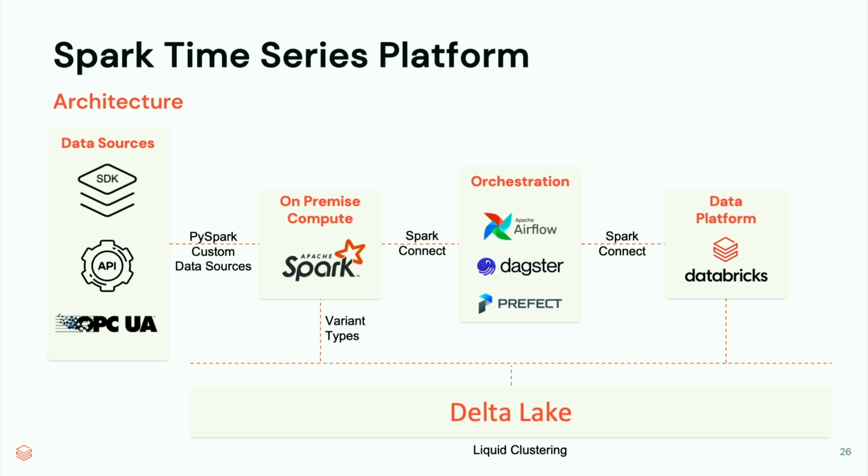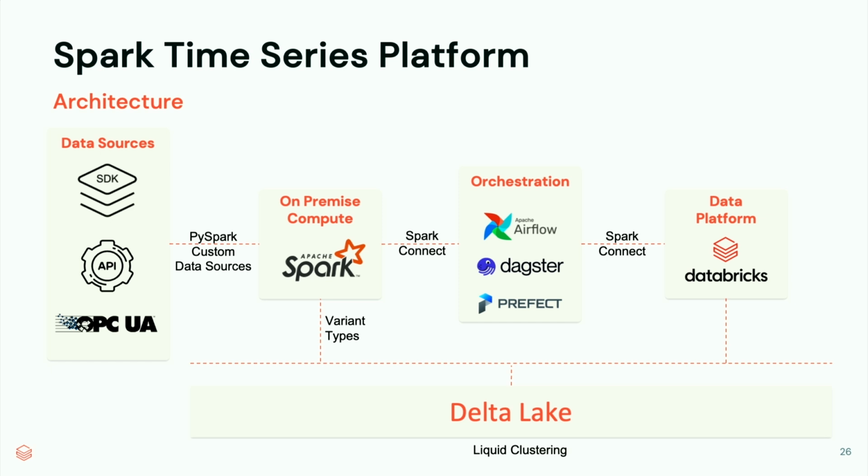We can have Apache Spark running on your on-premise Kubernetes cluster or your on-premise compute, whatever it is that you're doing. And it is now taking those payloads it's receiving from these different data sources, and it's using the variant type to store it in a simplified data model in your Delta Lake. Your orchestration engine, if you are running open source, is likely going to be something like Airflow or Dagster or Prefect or something along those lines, maybe your own thing.